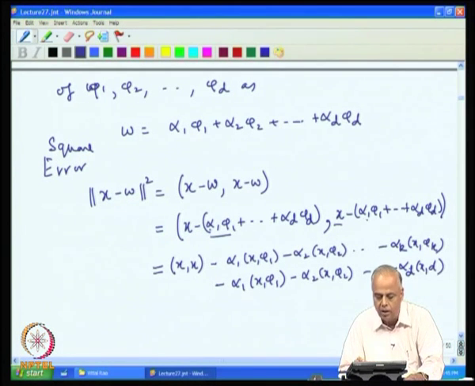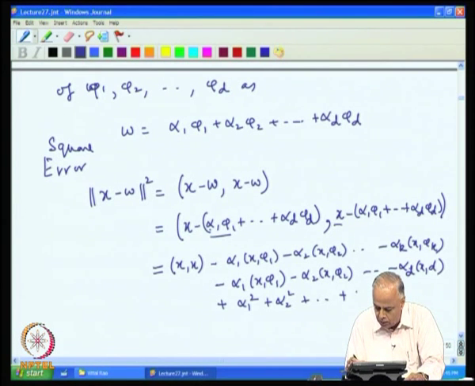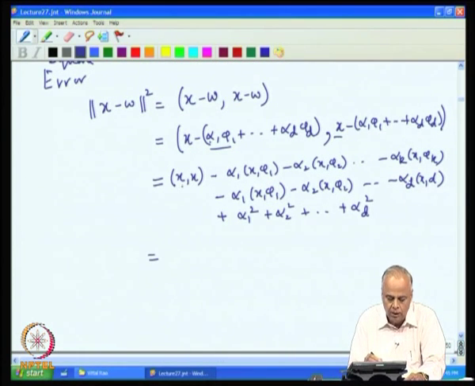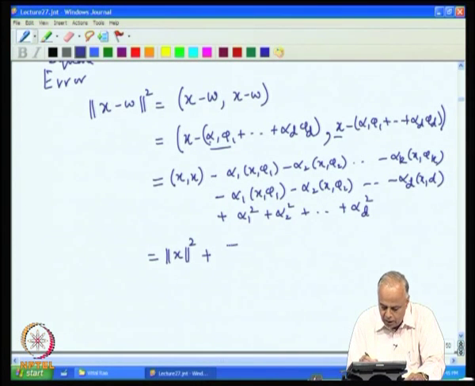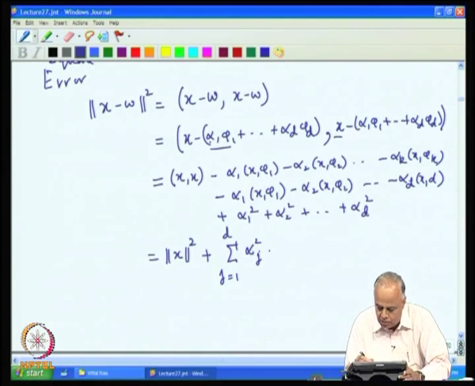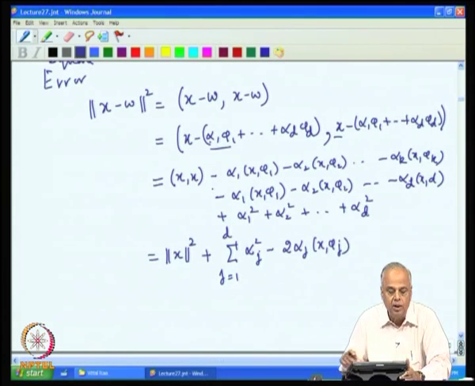Then finally, we get the cross products of alphas. Since the phi's are orthonormal, the phi i phi j terms will go and the phi i phi i terms will give 1. So, I will get plus alpha 1 squared plus alpha 2 squared plus ... plus alpha d squared. We will write this in summation notation. x comma x is first of all the length of x squared, and this remaining thing can be written as summation j equal to 1 to d of alpha j squared, that takes care of the square terms, minus 2 alpha j x comma phi j, that takes care of the remaining terms.